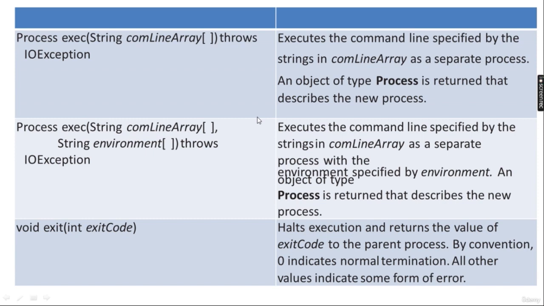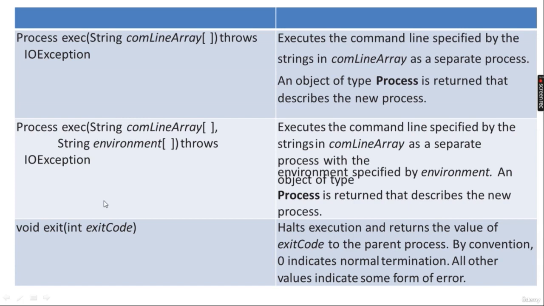An object of type Process is returned that describes the new process. Okay, so Process will be returned in this case, and IOException is thrown. Then Process exec(String commandLine[], String environment[]) throws IOException here also. It executes the command line specified by the strings in the command line array as a separate process with the environment specified by environment. An object of type Process is returned that describes the new process.